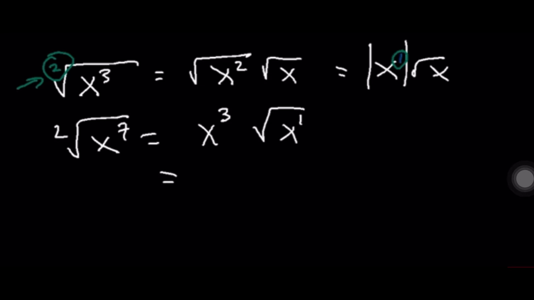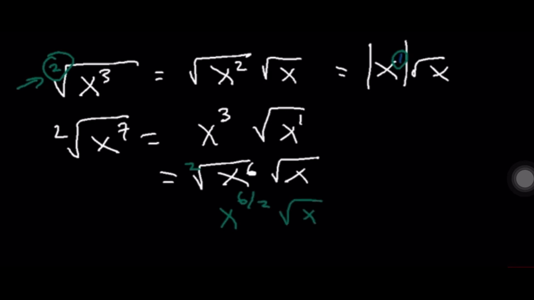Another way to show your work is you can separate it as x to the 6th times the square root of x. Here, this is a 2. 6 divided by 2, you can rewrite that as x to the 6 over 2, which is x to the third times root x. But I'm going to stick to one method.